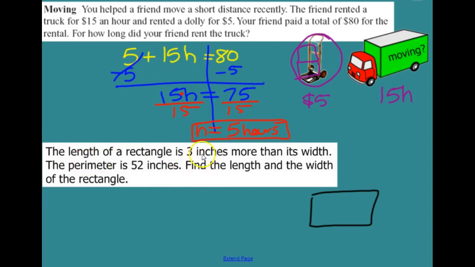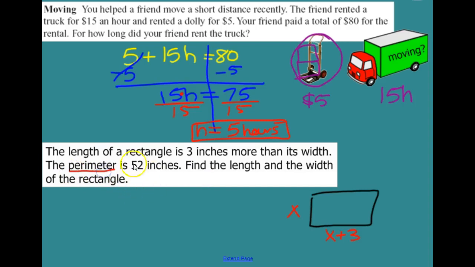So it says the length is 3 inches more than its width. Well, if this is the width, I don't know what the width is. I'm just going to say it's X. If the length, this side here, is 3 inches more, well, it's X plus 3.